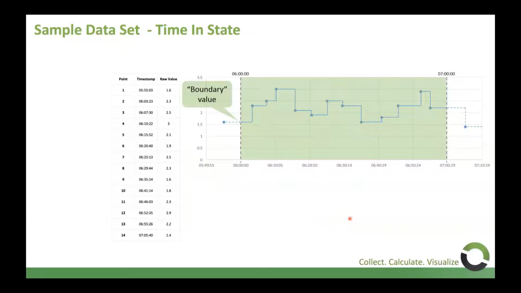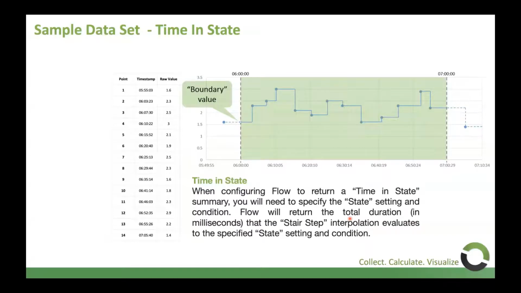All right, another aggregation method that we have that's quite powerful is what we call the time in state aggregation. Now what I can do is I can say, you know what, I would like to filter out and only see how long my process variable was in a particular state for the hour. And then Flow will go and look at these different states. It will determine what the duration between these different state conditions is, and then return the total duration for me for the hour.